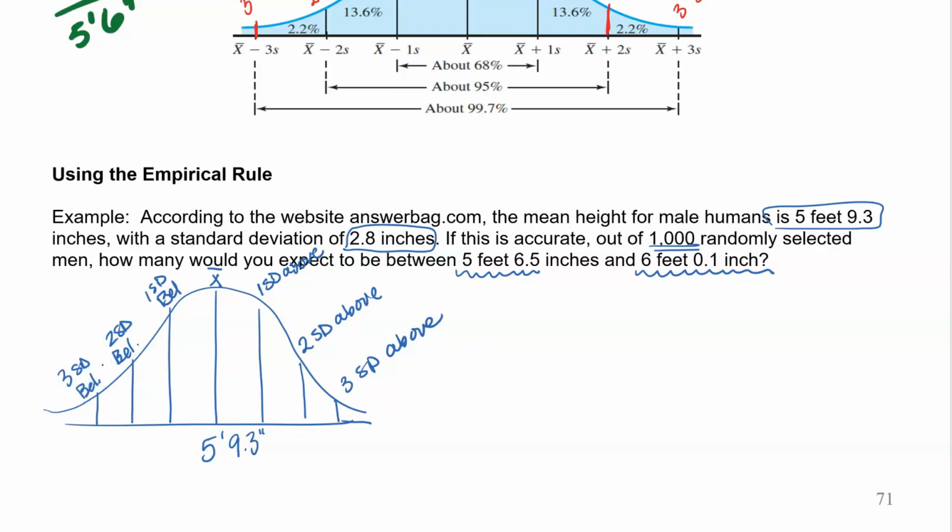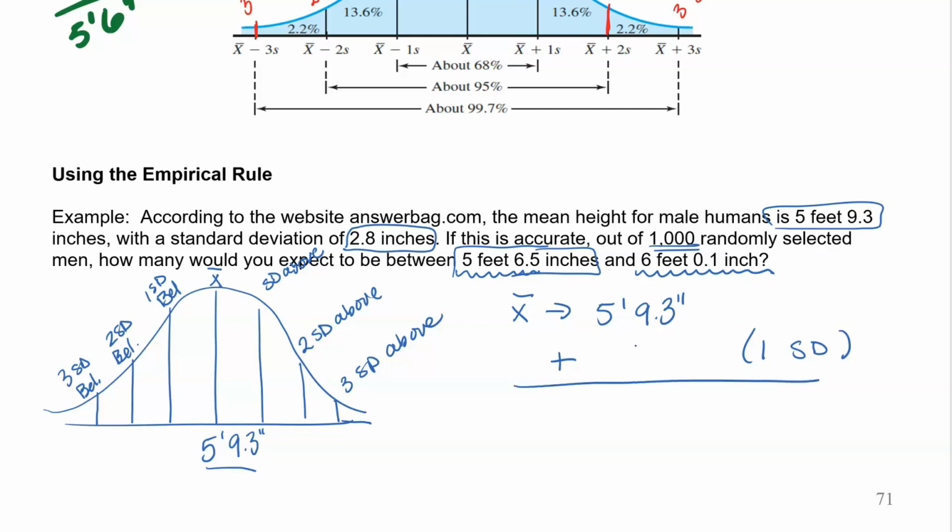Okay, so if we want to know, they're asking us about 5 feet, 6.5 inches. That's less than our average. What I'm going to do is use the standard deviation to add and subtract that from 5 foot 9.3 inches to get our standard deviation numbers on either side of the mean. So I'm going to start with the average that was given, 5 foot 9.3 inches, and I'm going to add 1 standard deviation. Okay, so I'm going to add 2.8 inches.